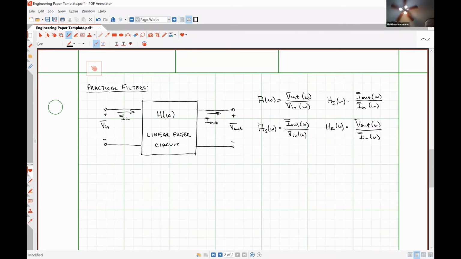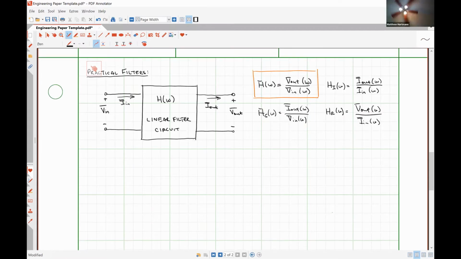In later classes, you might actually deal with some of the other transfer functions, but for Circuits 2, we are going to restrict our analysis to this simple voltage transfer function. It's going to give us the information that we are looking for. So let's consider then a fairly simple circuit to analyze and determine the transfer function.